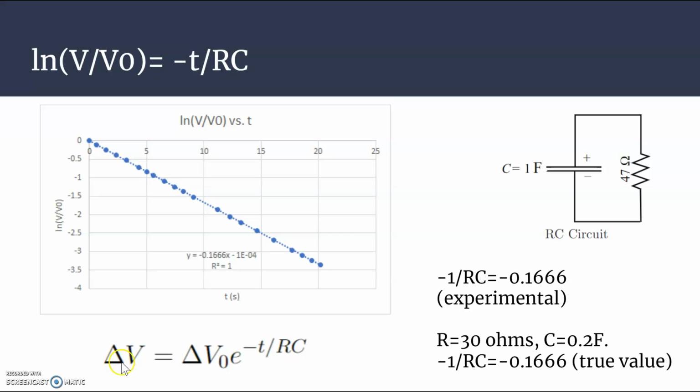The next thing is this equation at the bottom shows the relationship between the change in voltage, electric potential, and time. And this -1 over RC value is the slope of the linearized version of this, which was done again just to generate a good model that is easy to analyze. This negative 1 over RC was negative 0.1666, as shown here. And this matches exactly with the theoretical prediction shown at the bottom right.